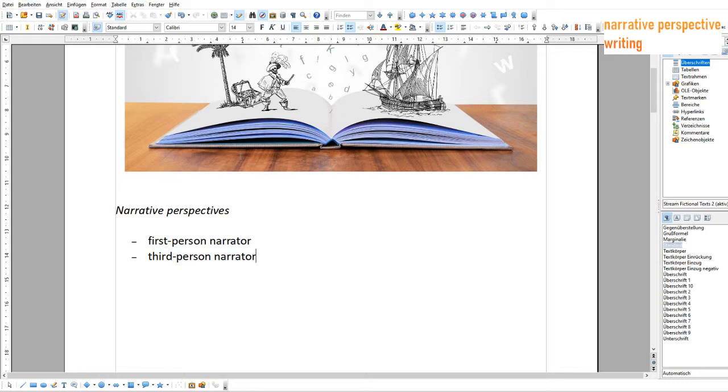Now, I will give you, I'd say, 7 minutes time to write down everything you know about the first-person narrator and everything you know about the third-person narrator. So, what is special about this narrator? How does the reader feel when reading a text like this? And so on. So write down everything you know about the first-person and third-person narrator. Let's go.